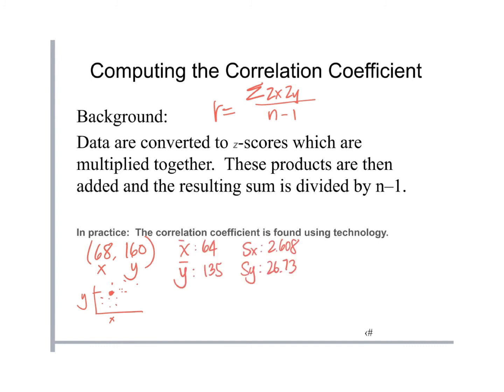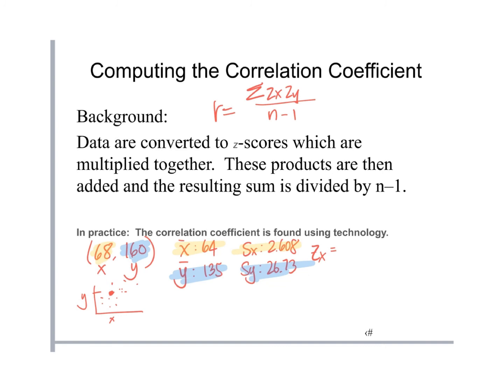In order to do any kind of calculation for this correlation coefficient, you first have to find the mean of the x values and the mean of the y values. You also have to find the standard deviation of the x values and the standard deviation of the y values. If you guys remember standard deviation, that is super long in and of itself. So that's the first step. Once you do that, we're going to calculate the z-score for this x value of 68 and then the z-score for the y value of 160.